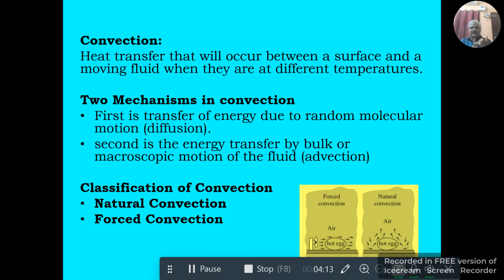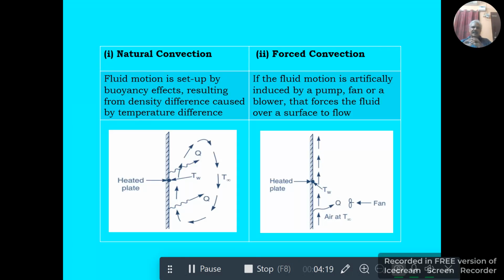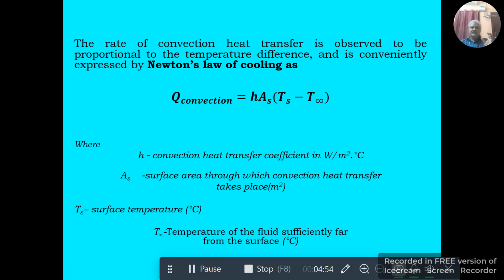We have two types of convection: natural convection and forced convection. In natural convection, the fluid motion is set up by buoyancy effects resulting from the density difference caused by the temperature difference. As we know, when air gets heated, it gets lighter and moves upward, and the space is occupied by the denser air. This is an example shown in this picture. Periodically the cold air will occupy the space left by the hot air. Whereas in forced convection, the fluid motion is artificially induced by a pump, a fan, or a blower that forces the fluid over a surface or over a flow.